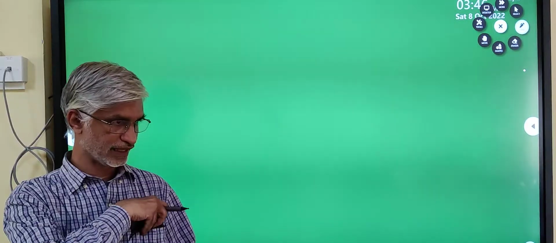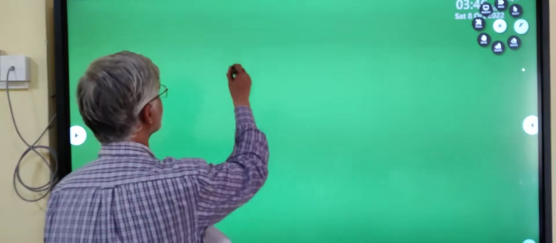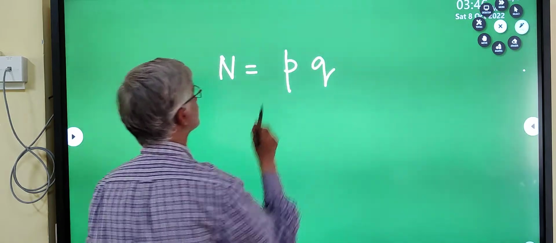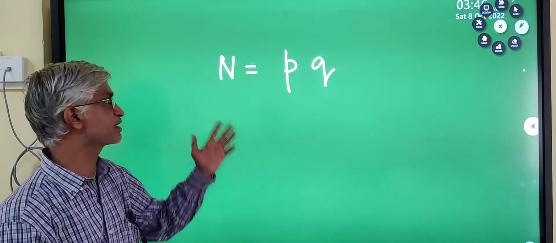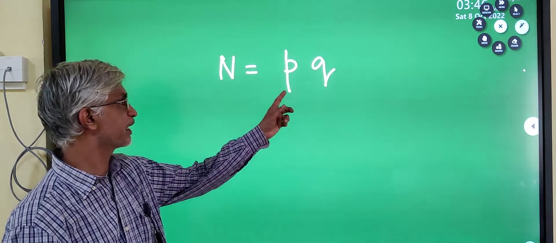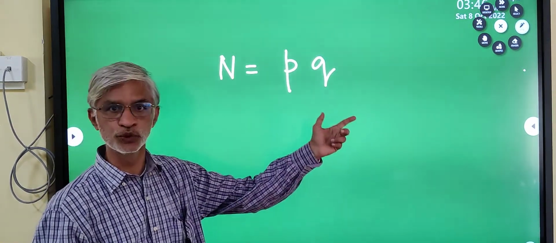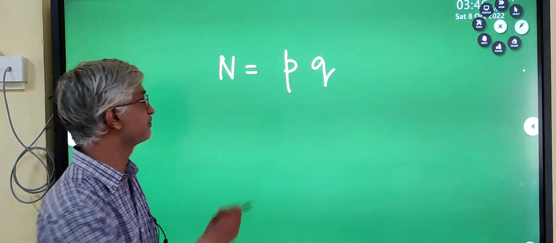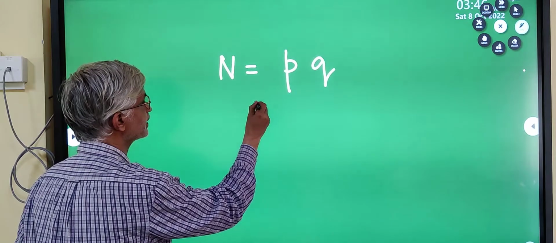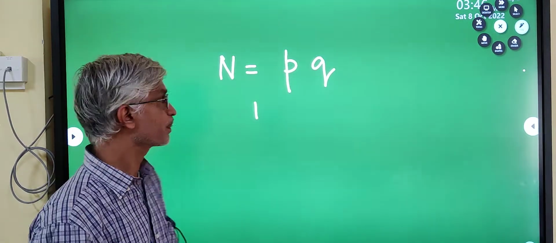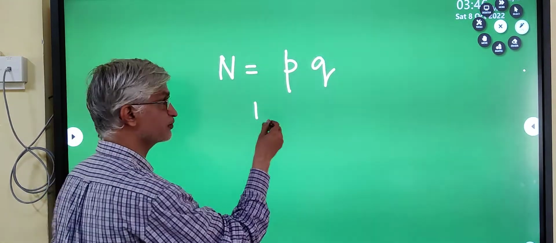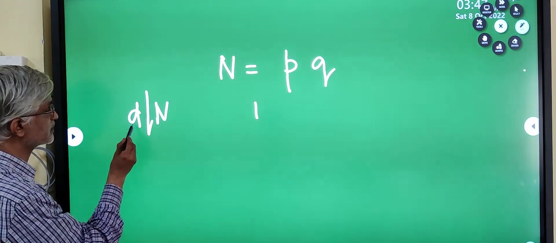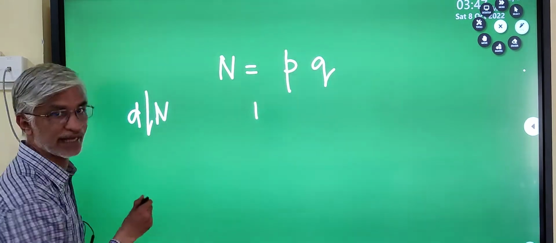This one says that suppose that number n has a prime factor pq, then how many divisors does n have? So p is a prime, q is a prime, n is pq, and how many divisors does n have? Well, definitely n has got 1 as a divisor. Now you can see that if d is a divisor of n, the primes occurring in d have to occur in n.